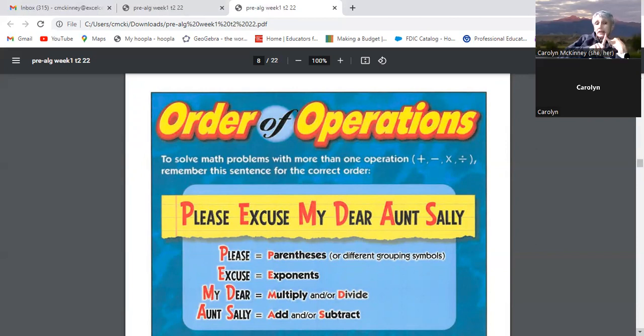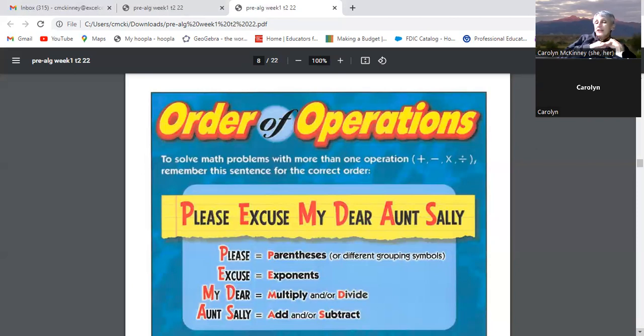So P represents parentheses. Could be really any grouping symbol. Parentheses are the most common, but sometimes it could be a giant fraction. And that fraction bar is going to act like a grouping symbol, even without parentheses. Second, we're going to do any exponents, powers. We'll also do square roots on that step. That might be something new for you.